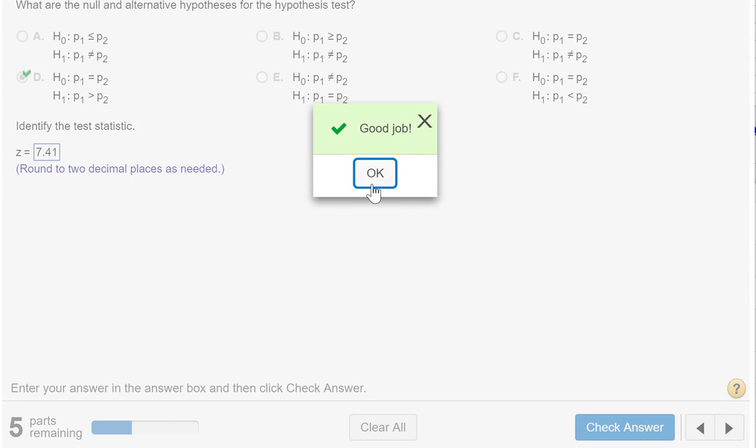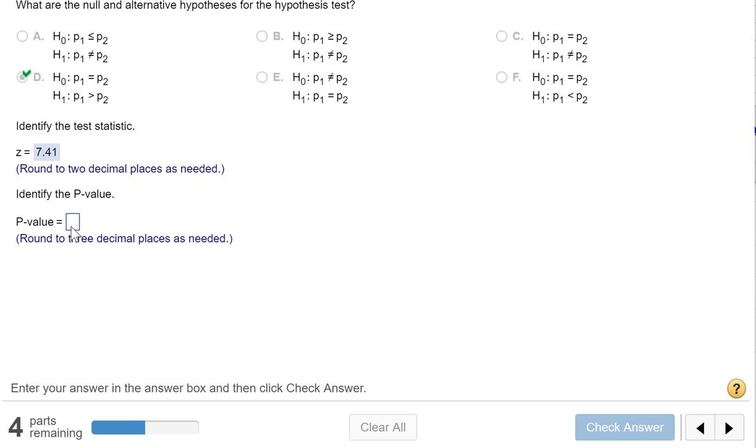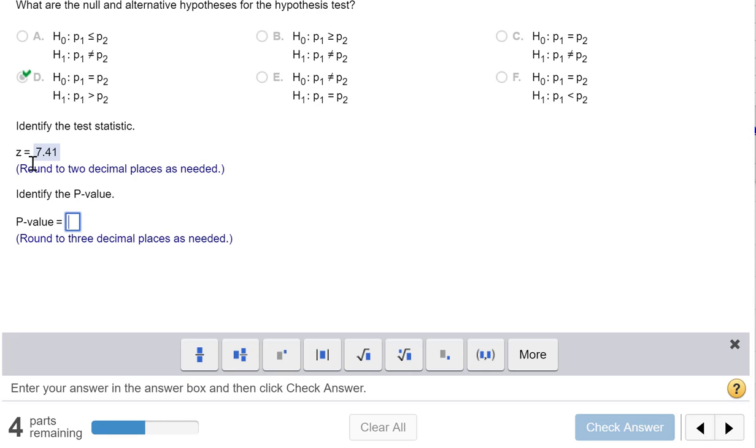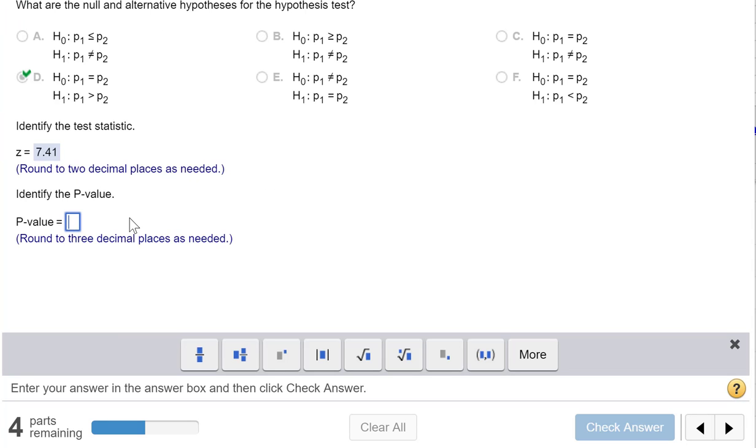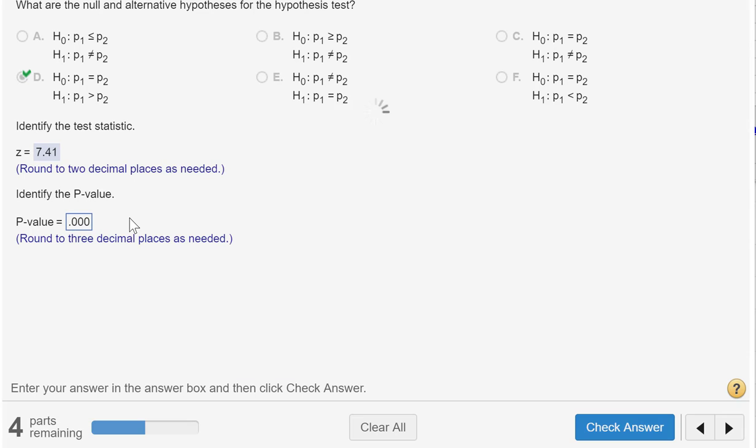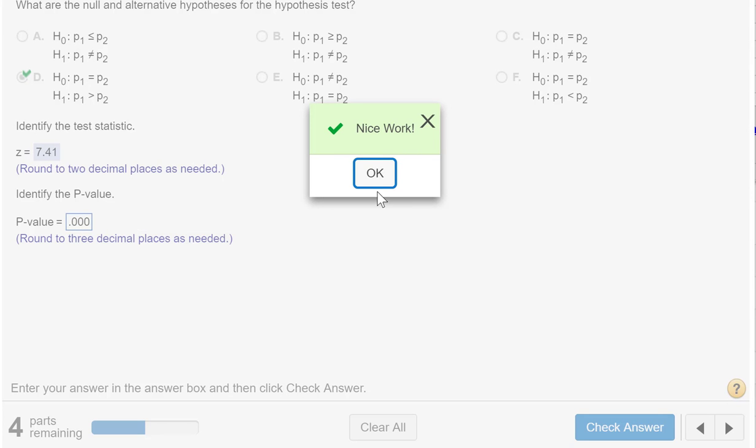Now identify the p-value. With a test statistic this big, 7 standard deviations above the mean, this is going to be a very small p-value. According to StatCrunch, it's just less than 0.0001. So to 3 places, it's going to be 0.000. We could have just put 0 too, I think.